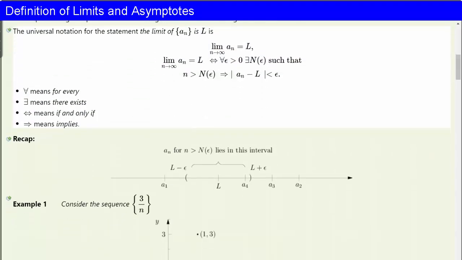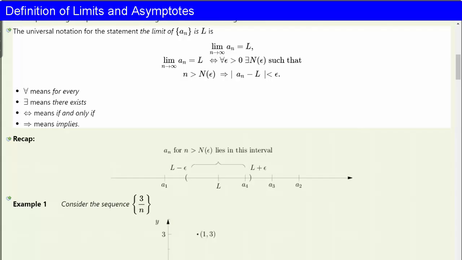The universal notation for the statement that the limit of a_n is L is the limit as n tends to infinity of a_n equals L. And the rather wordy definition we have given can be stated in mathematical terms, succinct but somewhat intimidating, as: the limit of a_n equals L if and only if, for all epsilon greater than 0, there exists an N sub epsilon such that n bigger than N sub epsilon implies absolute value of a_n minus L less than epsilon.